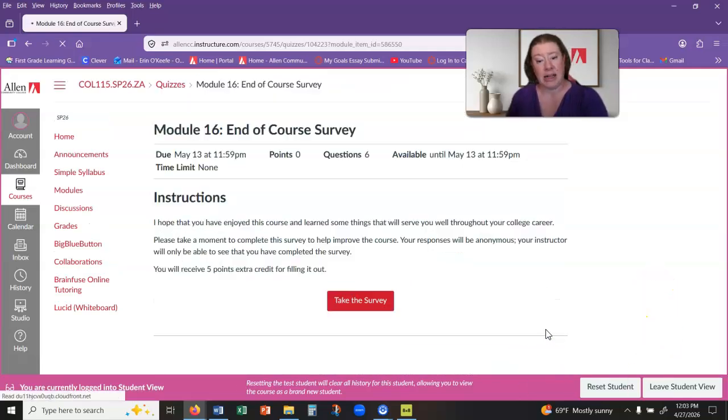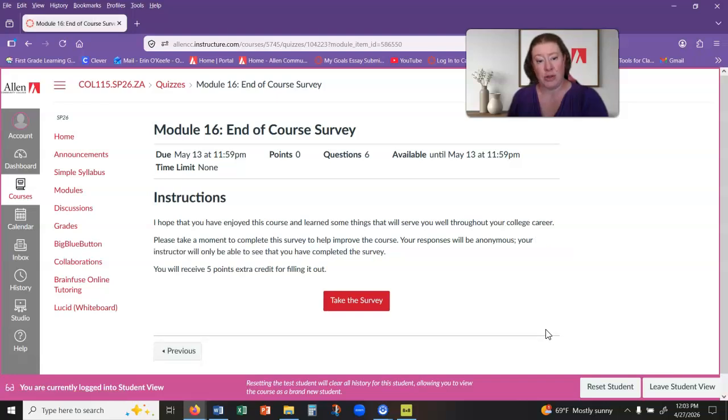The last thing in the class is the end of course survey that you can take if you want for extra credit. Same questions as the midpoint survey. It's just going over what can be improved on in the class and that kind of thing. So any feedback that you have is usually pretty helpful for me.